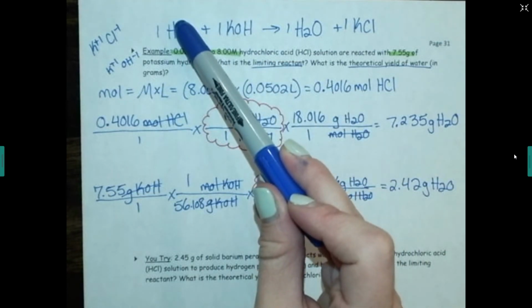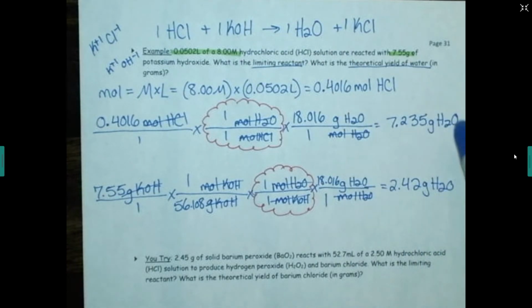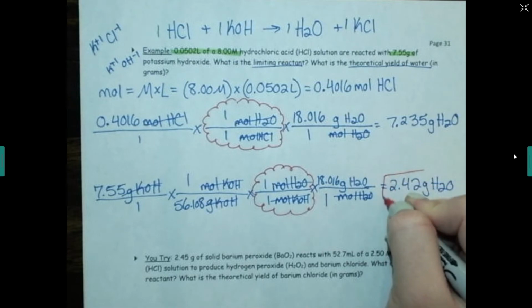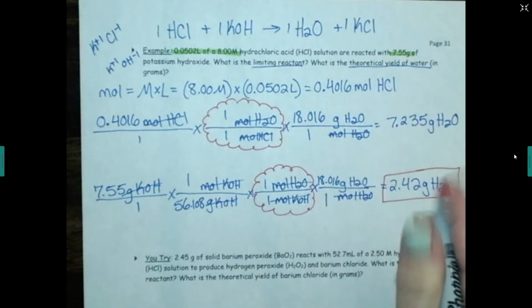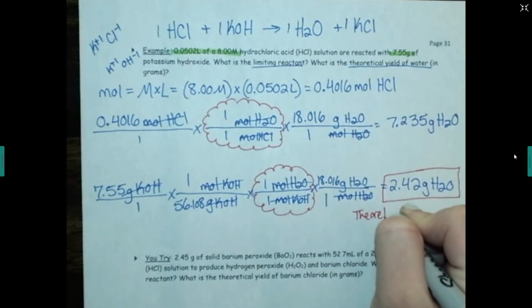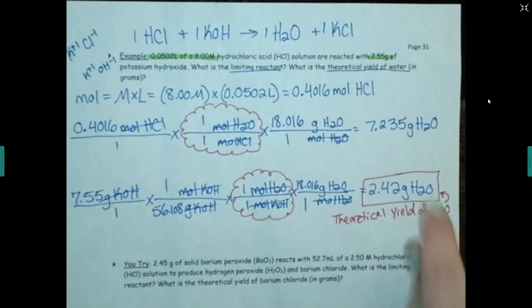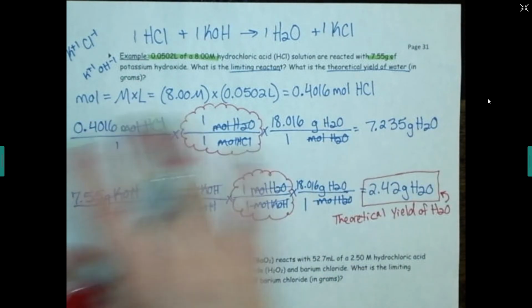So starting with our HCl, we figured out how much water we produce. Starting with our KOH, we figured out how much water we'd produce. So now we have 2 different answers. Which one is the right one? Well, the smaller one. The smaller one is the theoretical yield of water. So this one is my, because it says, what's the theoretical yield of water? This is my theoretical yield of water. This bigger answer is nothing. We don't care about it, okay? Because the HCl ended up being excess. So we have excess of that, okay?